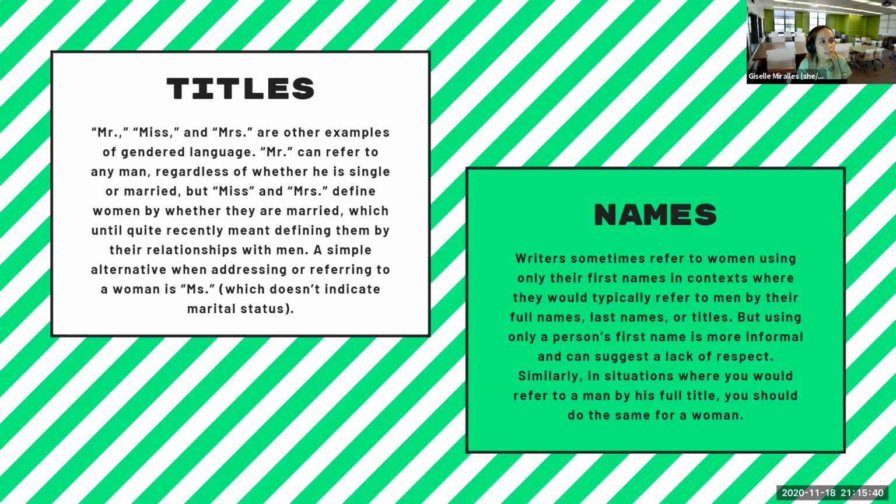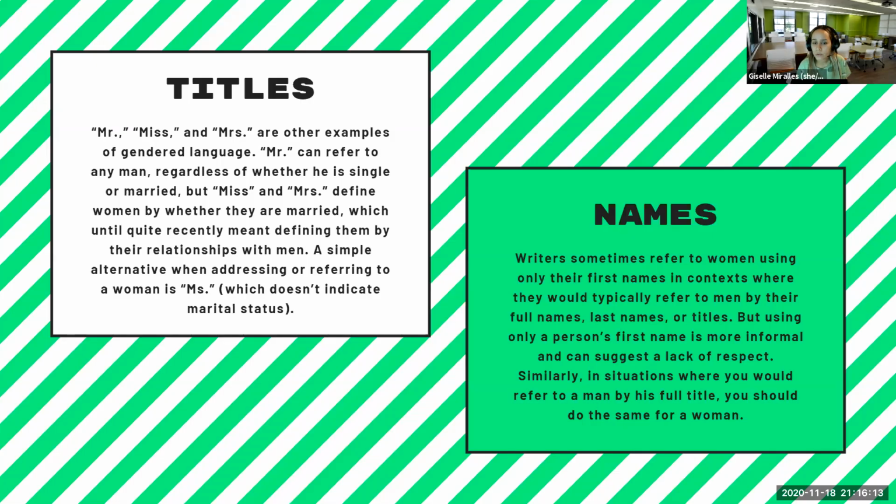A simple alternative when referring to women is to just use Ms., M-S, instead of Mrs. or Miss to define whether or not they're married, because it doesn't indicate marital status. Another thing about titles too is some college students are in the habit of addressing older women as Mrs., assuming that they're married, and younger women as Miss.